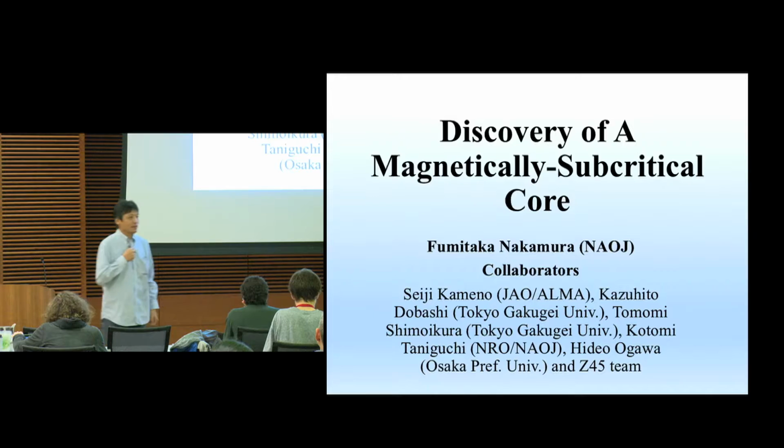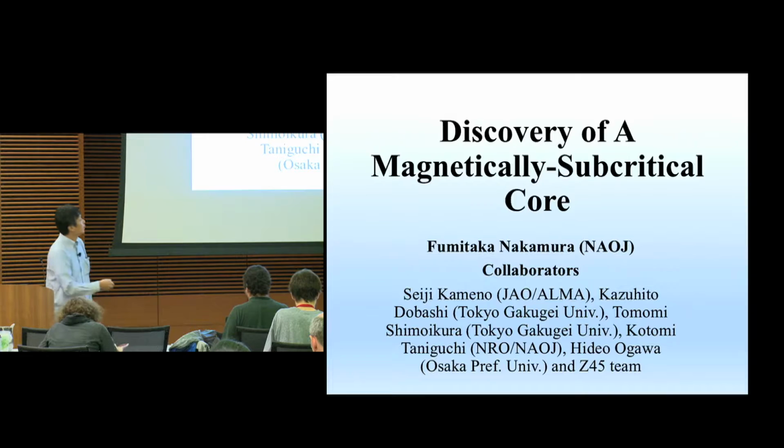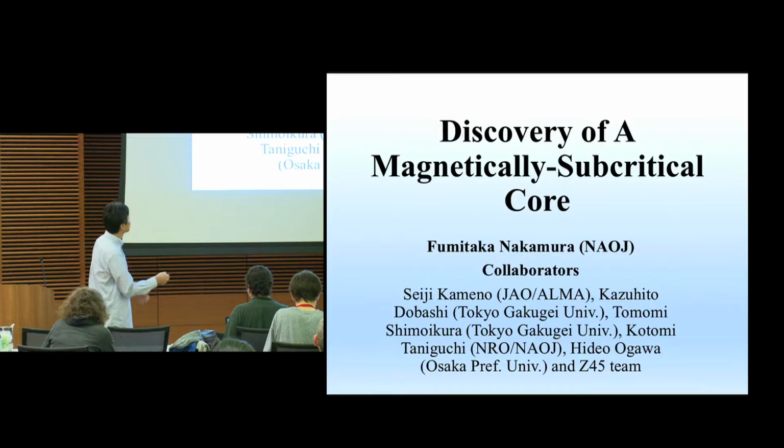I'm Fumitaka Nakamura from the National Astronomical Observatory of Japan. Today, I'll talk about our recent results of CCS Zeeman measurement using the Nobeyama 45-meter telescope. Listed here are my collaborators of this project.